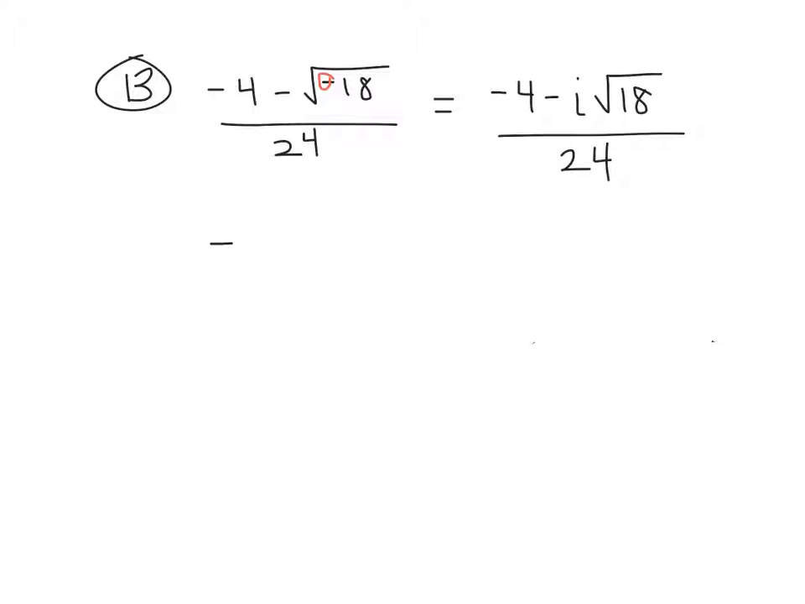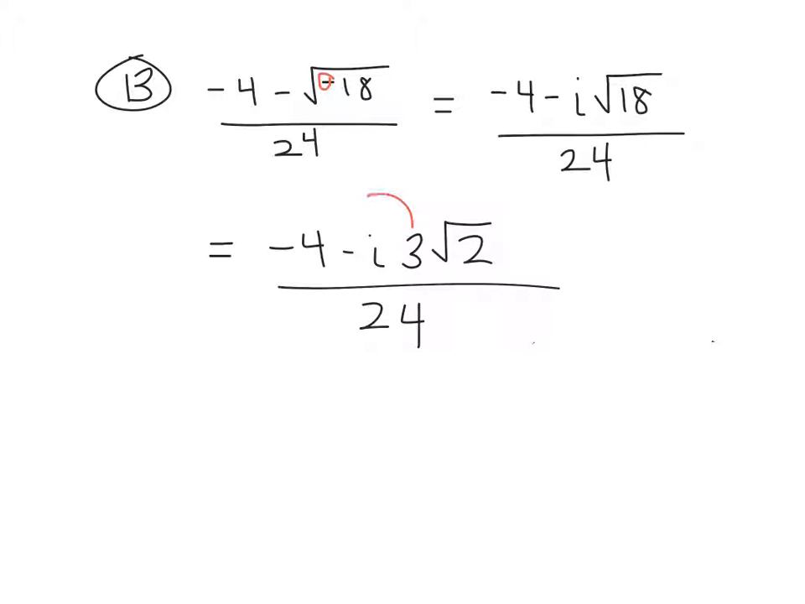Okay, so I'm going to rewrite the problem. I have negative 4 minus i times 3 square root 2, all over 24. Now for notation purposes, we usually write the number in front of the letter. So I'm just going to flip-flop those two things. So instead of i3, I'm just going to write 3i. It's the same thing. This is just the proper way to write it.